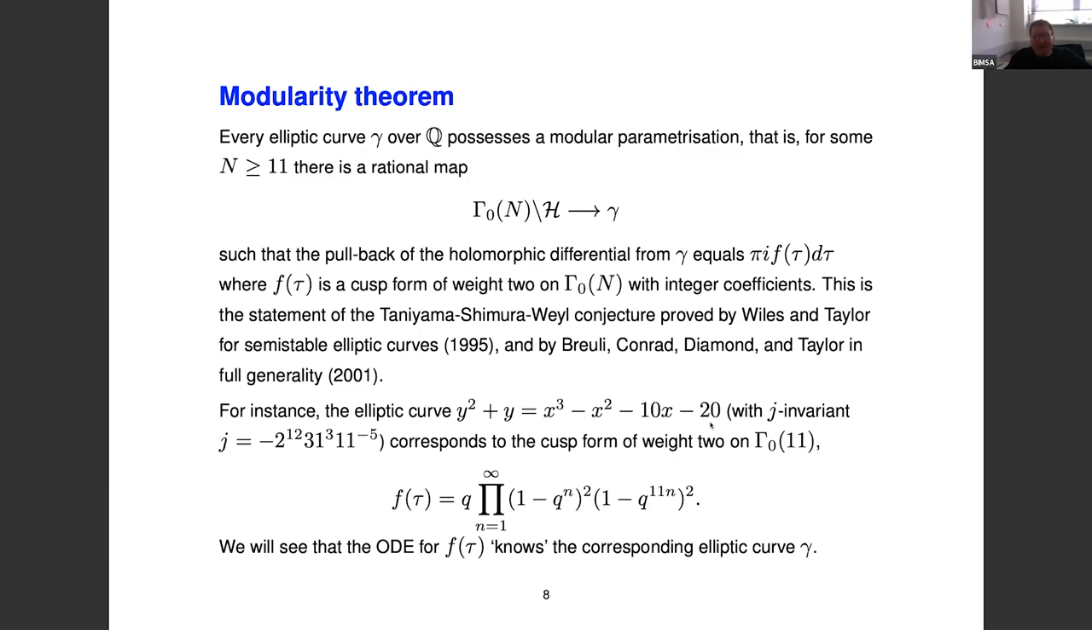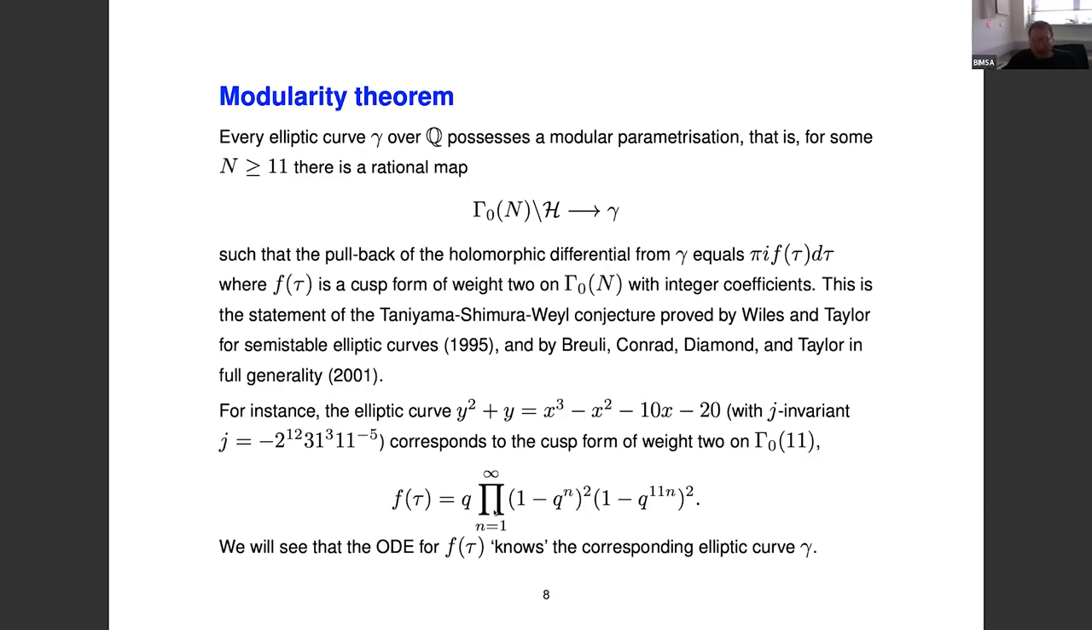It possesses a modular parametrization, where N is 11. So it possesses a covering map from H factored by gamma zero of 11. And the pullback of the holomorphic differential here to H will be this modular form. It's a weight 2 modular form on gamma zero of 11.